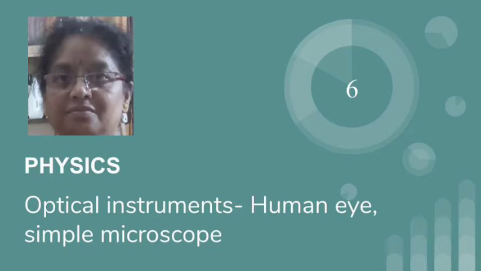Let us now talk about the defects of eye. In general, there are four types of defects: myopia or short-sightedness, hypermetropia or long-sightedness, presbyopia, and astigmatism. We will see them one by one.